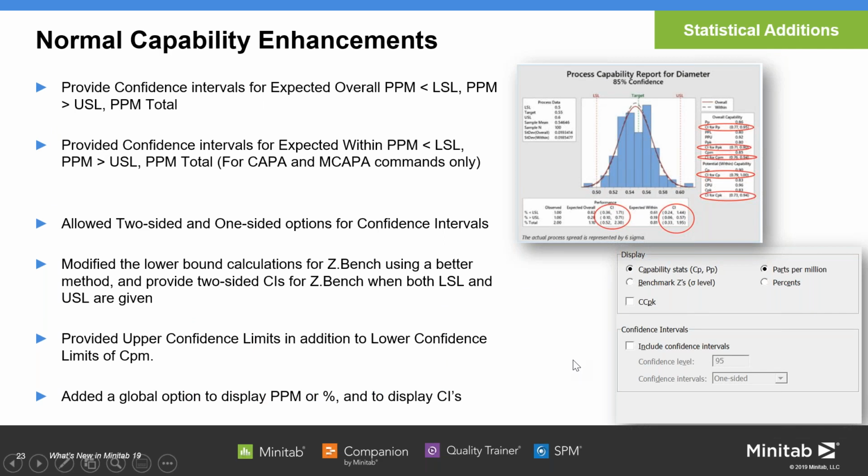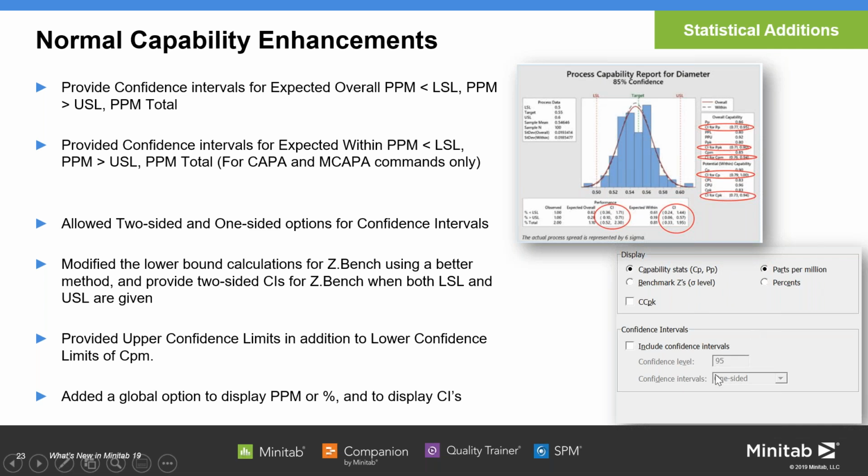We made a lot of enhancements to capability. So capability is probably one of the top tools that we hear from our engineers when they're analyzing data and looking at their process. So a lot of different improvements here. I think the big ones that are important is that global option. We're adding that global option to display percent instead of parts per million and to display the confidence intervals. So we've had the options under an option for each platform, but now you've got a global option to do that.